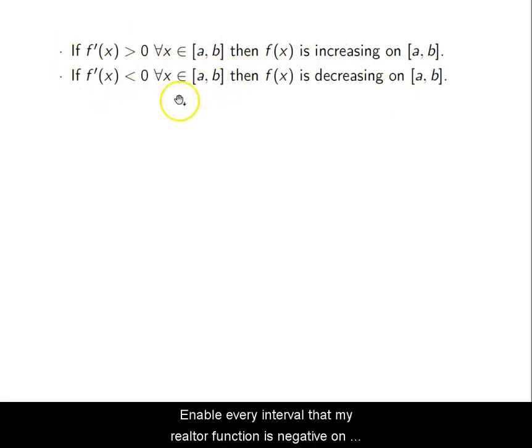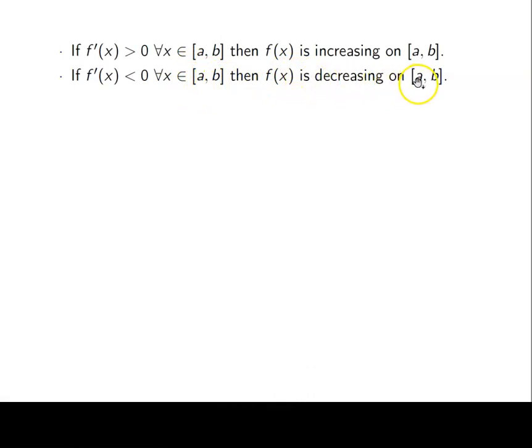For every interval that my derivative function is negative on, my function is decreasing. Okay, so we read this as: if the derivative of my function is negative for every x in some closed interval from a to b, then my function is also decreasing on that same interval from a to b.